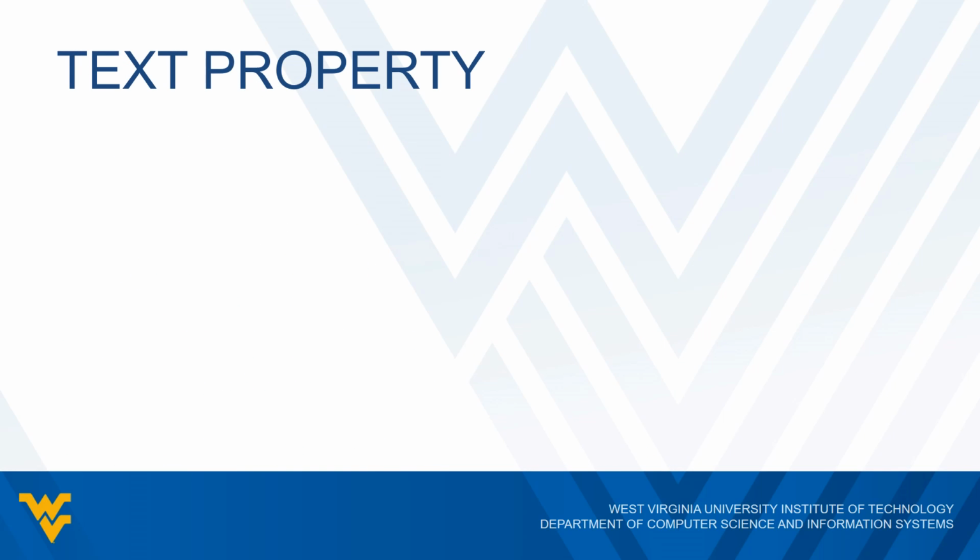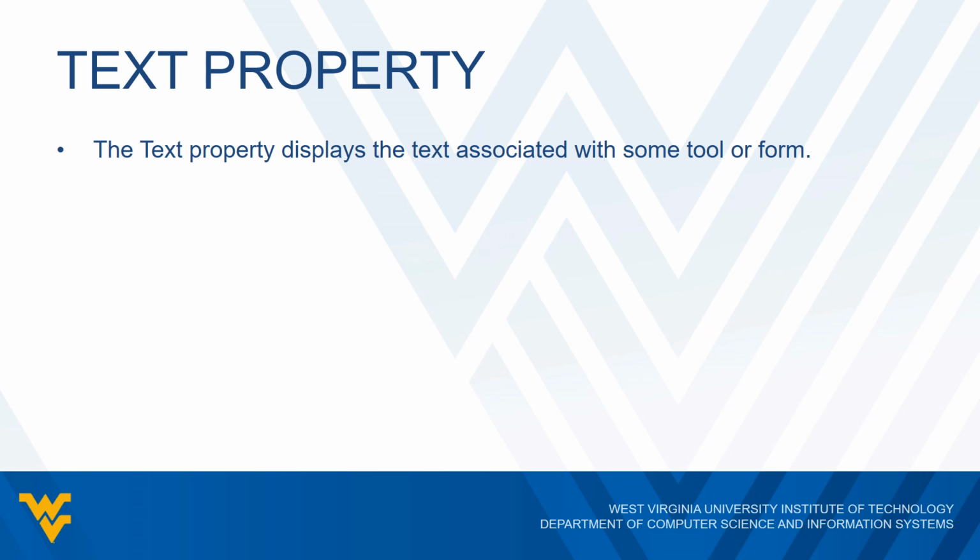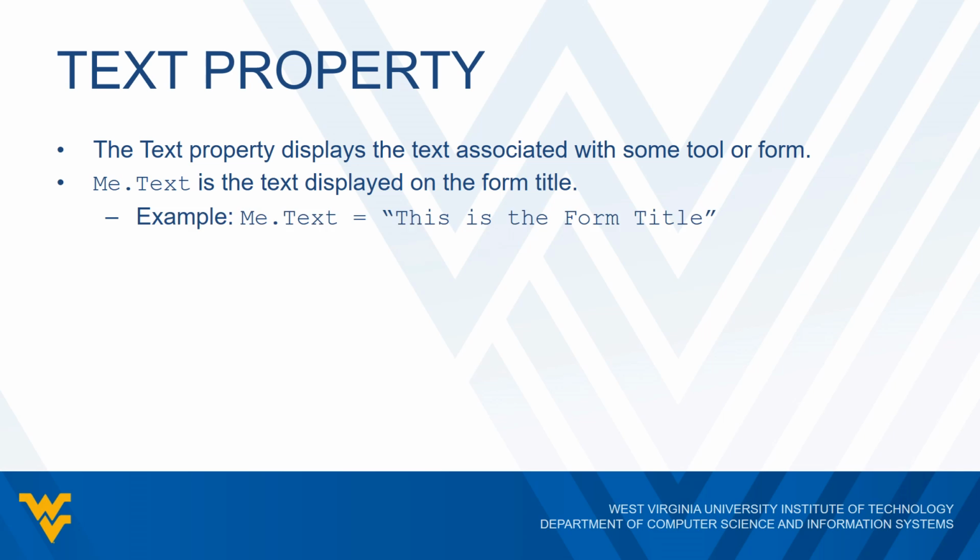The other common statement I want to talk about is the text property. As a reminder, the way this property works is whatever is stored in here is going to display the text associated with that particular tool or that particular form. So let's say we have something like me.text. Well, whatever text is stored in this property is going to be displayed in the form title. So for example, I could have something like me.text be assigned the string, this is the form title. And I can put this in my code.